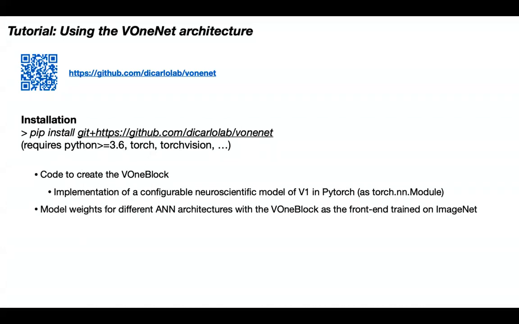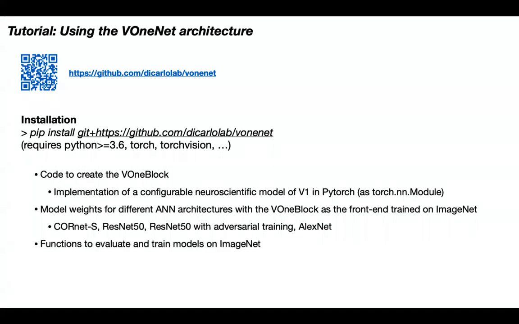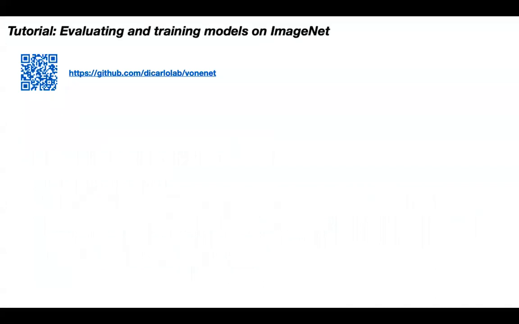There are also model weights for different pre-trained models. So these are ANN architectures, different types of backend architectures that have been trained already with the VOne block in front. And these are some of the models that we have available. There's also functionality to evaluate and train these models on ImageNet. And we're currently working to adapt this to CIFAR and MNIST datasets.